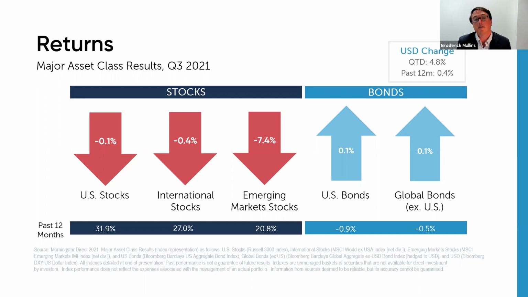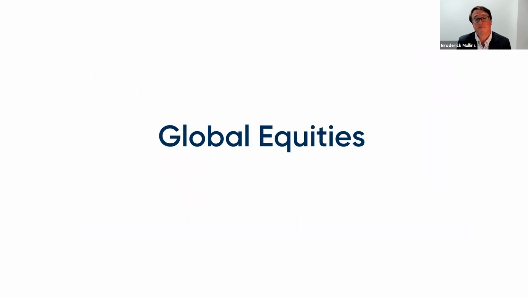Now let's take a little deeper look at what was driving the returns of stocks and bonds. We'll start by taking a look at how global markets performed for the quarter, and we'll isolate the performance between US stocks and developed international stocks.